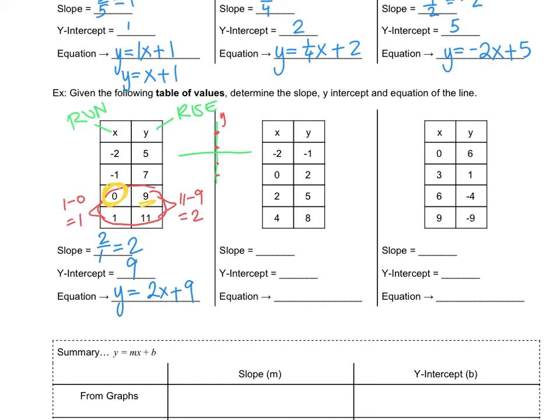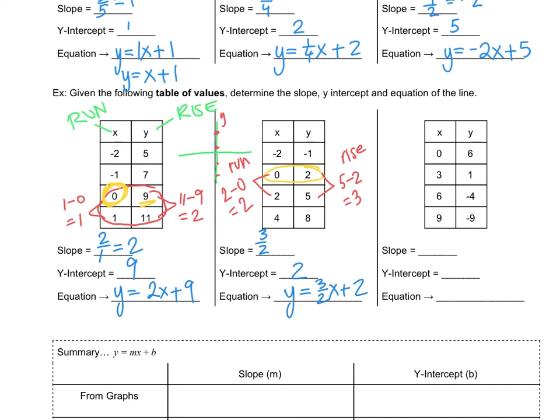Let's try the next one. And again, let's find the y-intercept first. Where is x equal to 0? Right here. And the y-coordinate is 2. Now for the slope, pick 2 points. I'll pick these middle two. 5 minus 2 is 3, and that's our rise. For our run, 2 minus 0 is 2. Make sure you are looking at both the x's and the y's. So putting it together, y over x, 3 over 2. So our equation is 3 over 2x plus 2.